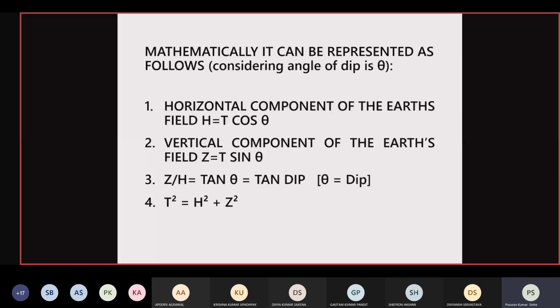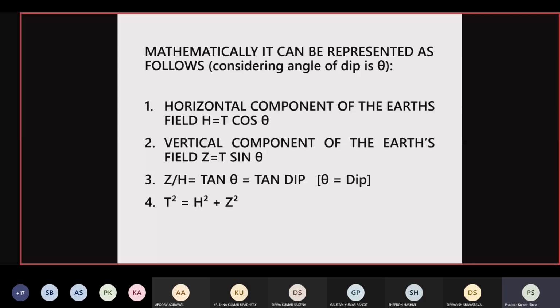Using Pythagoras theorem, hypotenuse square is equal to perpendicular square plus base square. So T square is equal to H square plus Z square. Any doubt here? All this is clear? Yes, sir.